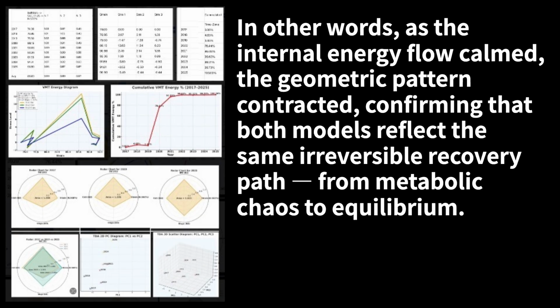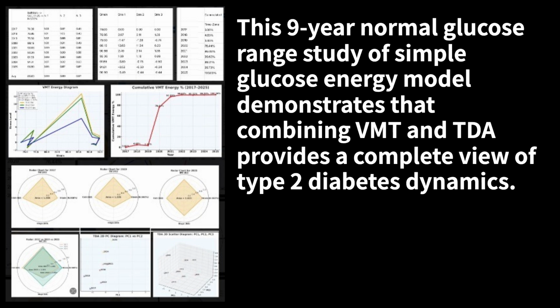In other words, as the internal energy flow calmed, the geometric pattern contracted, confirming that both models reflect the same irreversible recovery path, from metabolic chaos to equilibrium. Conclusion. This 9-year normal glucose range study of simple glucose energy model demonstrates that combining VMT and TDA provides a complete view of type 2 diabetes dynamics.